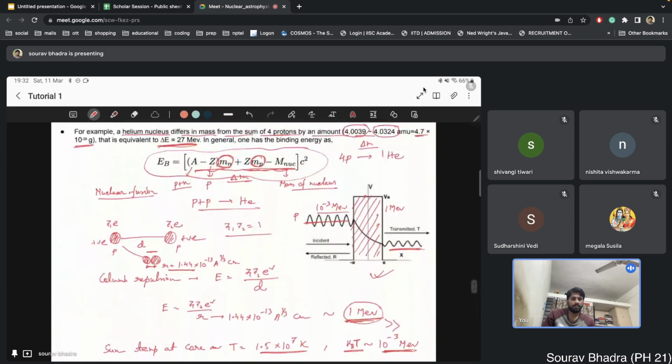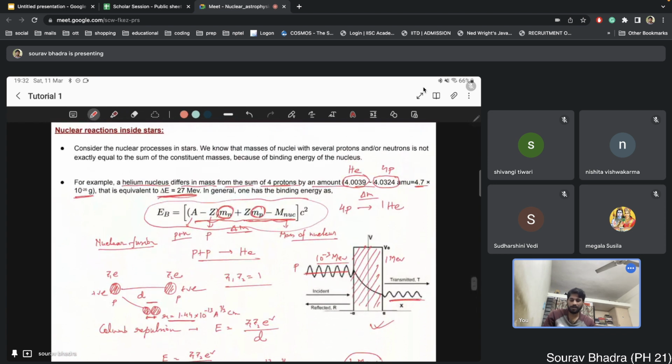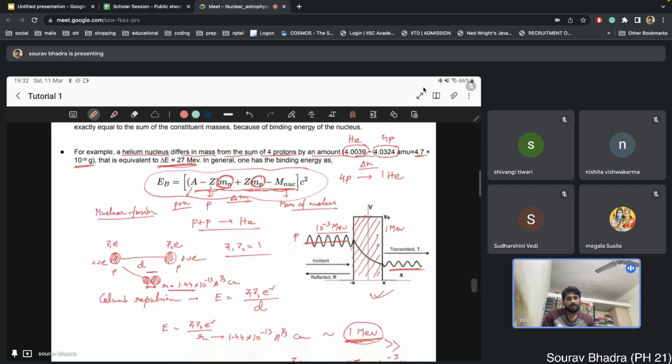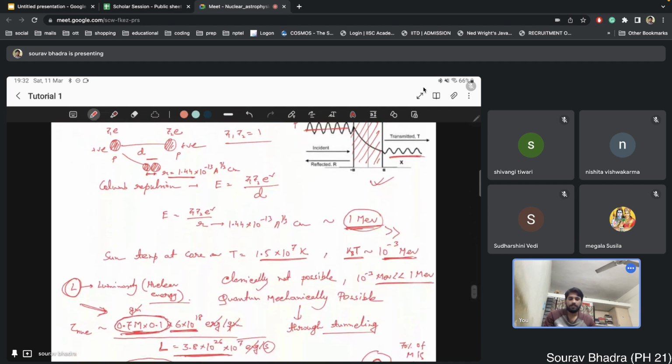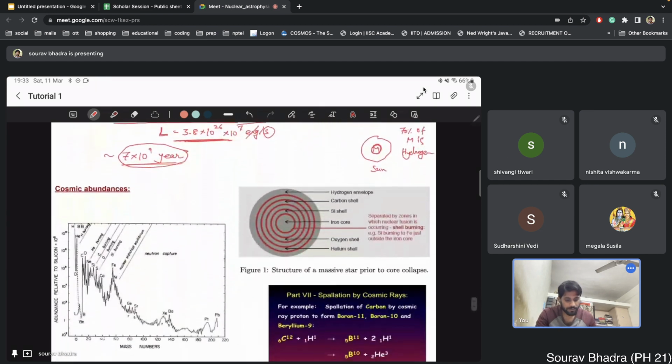So I suppose you have understood up to this part, how the nuclear reaction happens inside the star using the quantum mechanical phenomenon, that is the tunneling, and the available energy in the sun. Okay, so now we are coming to the last topic of today.